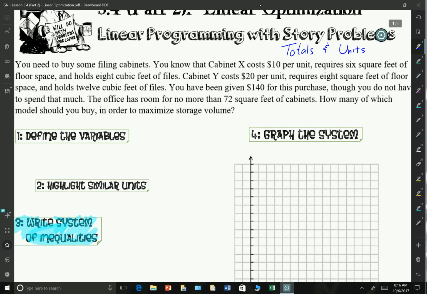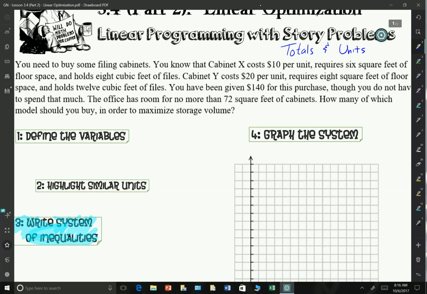So let's start. You need to buy some filing cabinets. So you do your research. You know that cabinet X costs $10 per unit. It requires 6 square feet of floor space and holds 8 cubic feet of files. Cabinet Y costs $20 per unit, requires 8 square feet of floor space, and holds 12 cubic feet of files. You have been given $140 for this purchase, though you do not need to spend that much. And the office has room for no more than 72 square feet of cabinets. How many of which model should you buy in order to maximize the storage volume?